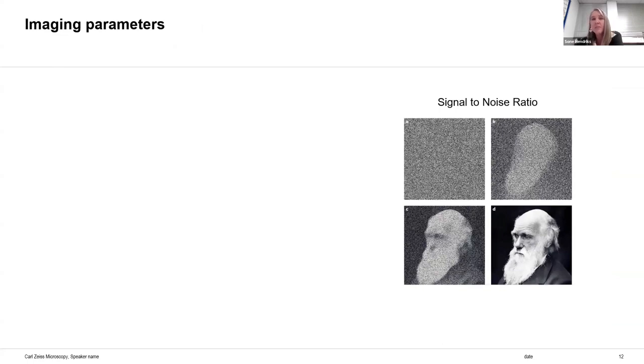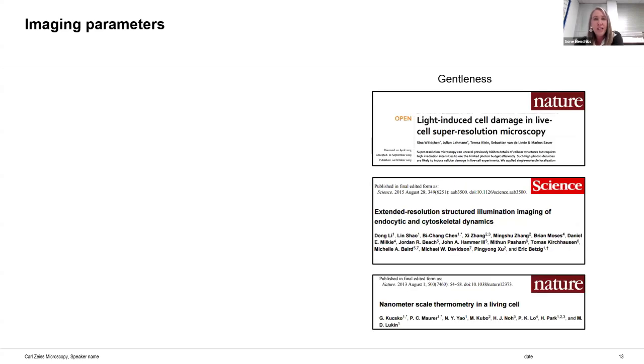As you can see here in this image, the signal-to-noise ratio is getting progressively higher, enabling us to see a clear picture of Charles Darwin. A second factor that is tightly associated with signal-to-noise ratio is gentleness.